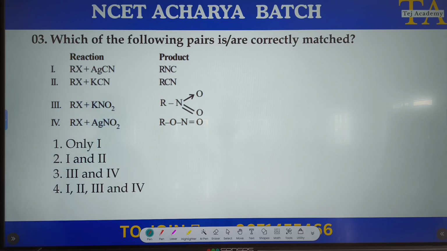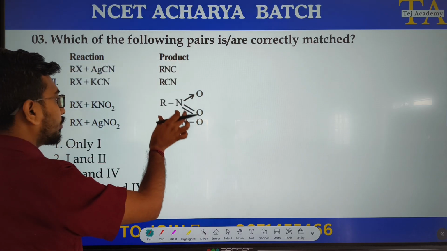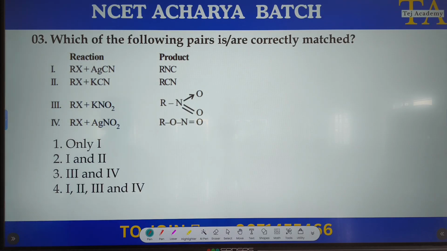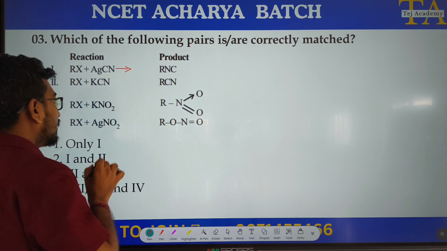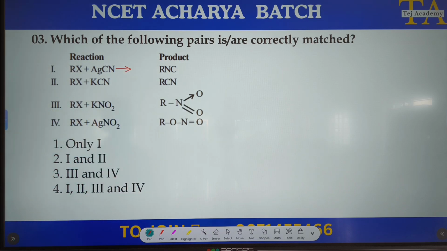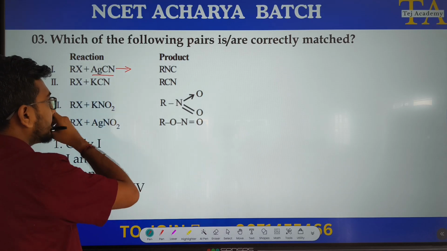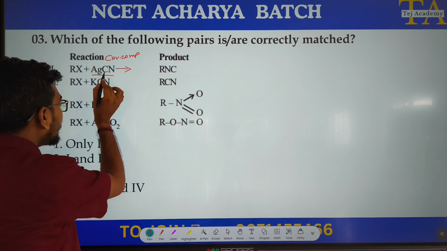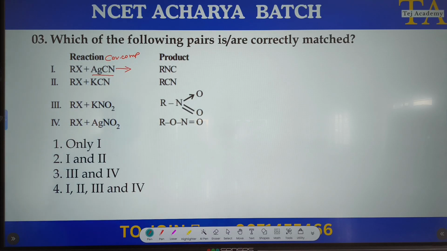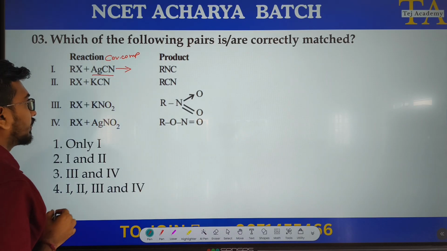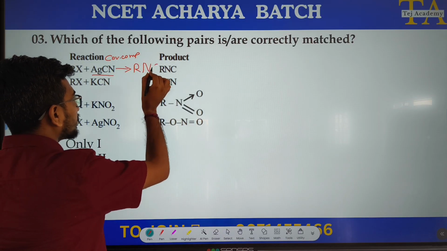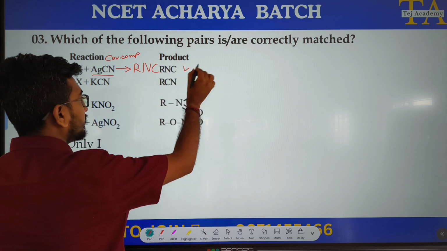Third question, which of the following pairs are correctly matched? So they gave a list of reactions along with the products. Now we have to check whether the given pairs are correctly matched or not. So we'll write the direct answer, then we'll check which among the following pairs are correct. AgCN, if you see, it is a covalent compound. So between carbon and nitrogen, nitrogen acts as the more nucleophilic one. So we'll get the product as alkyl isocyanide. So the first pair is correct.